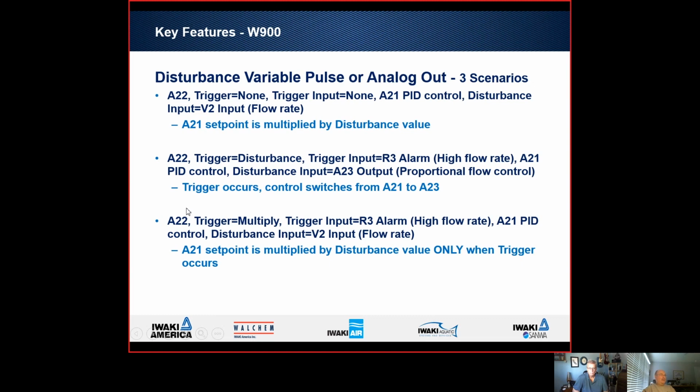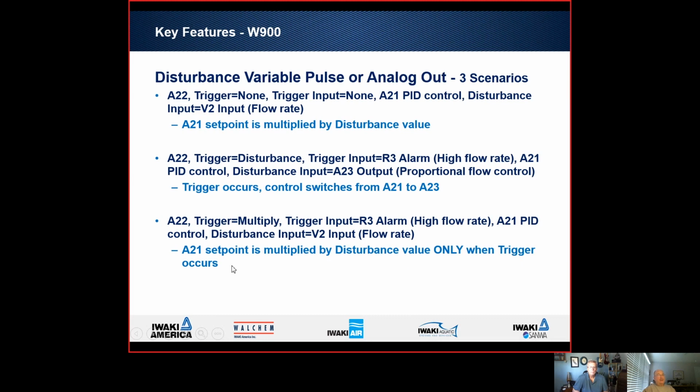The last scenario we have is where we set up trigger to be the multiply mode. And so again, the trigger is a high flow rate, relay 3, and we have our one control algorithm using PID, and we have our disturbance input, which is a flow rate. So in this case, when the trigger is hit, when the R3 alarm activates because of a high flow rate, that is when the A21 set point is multiplied by the disturbance value.